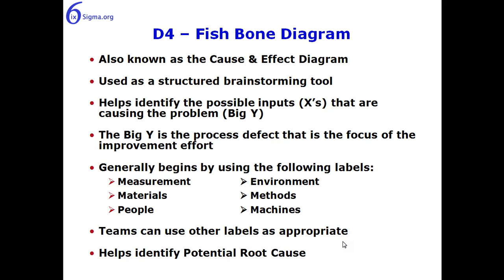Okay, moving on to the next one, which is the Fishbone Diagram. It's also known as the Cause and Effect Diagram or the Ishikawa Diagram. It's used as a structured brainstorming tool. It helps identify the possible inputs, what we call the X's, that are causing the problem, known as the process Y or the big Y sometimes. The big Y is the process defect that we're trying to focus our efforts on. Generally, we'll begin by labeling the bones on the fish with these: measurement, material, people, environment, methods, and machines. Now, you can use other labels. And hopefully it's going to help us identify a root cause.